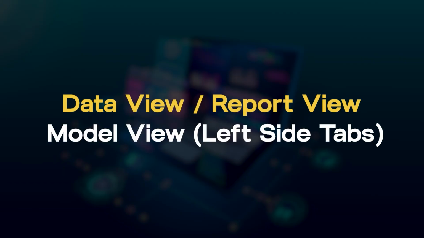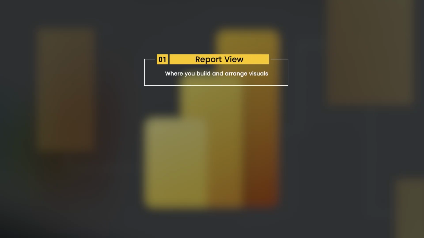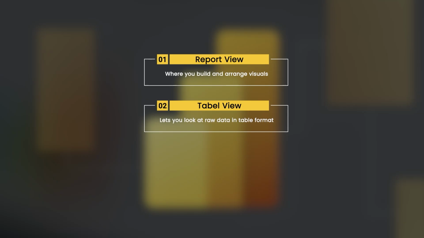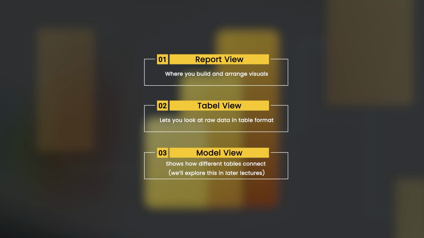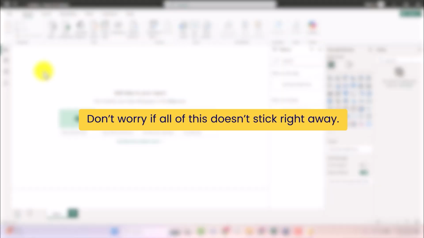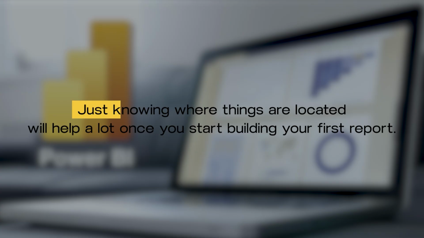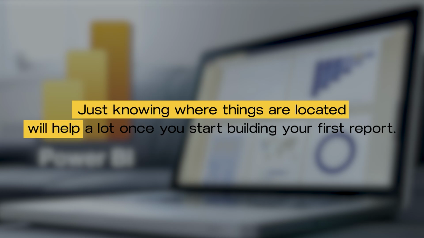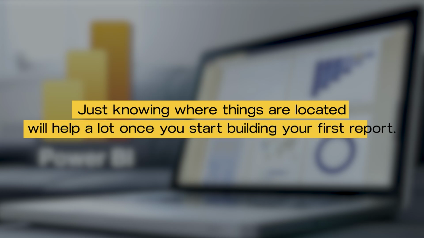Data view, report view, model view. Left side tabs. Report view is where you build and arrange visuals. Table view lets you look at raw data in table format. Model view shows how different tables connect. We'll explore this in later lectures. DAX formulas are used to define different types of calculations for your data. Don't worry if all of this doesn't stick right away. Just knowing where things are located will help a lot once you start building your first report.